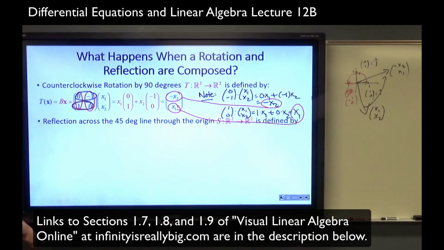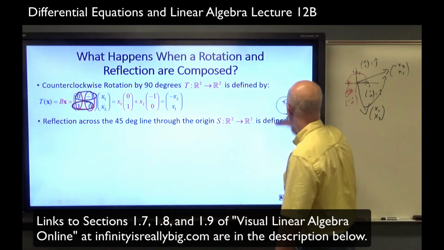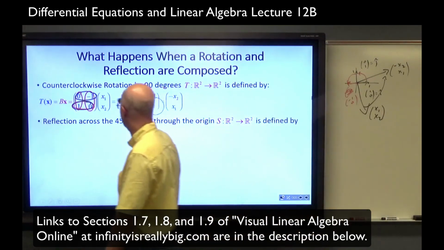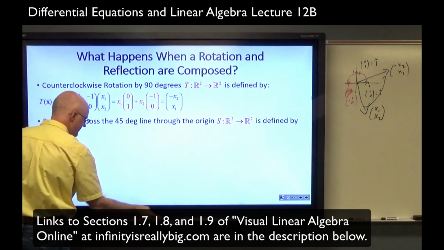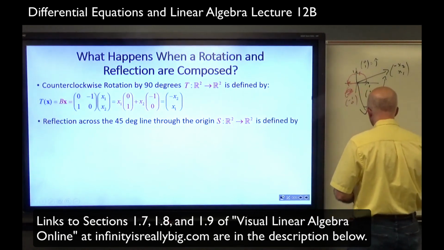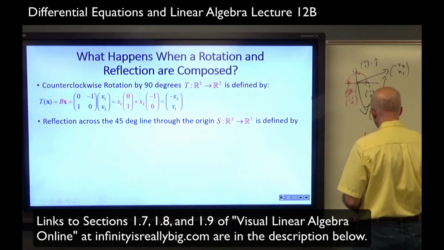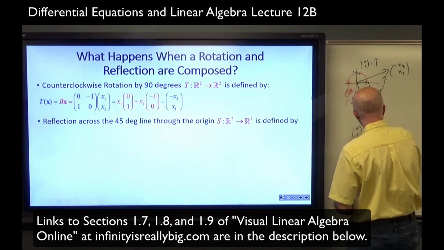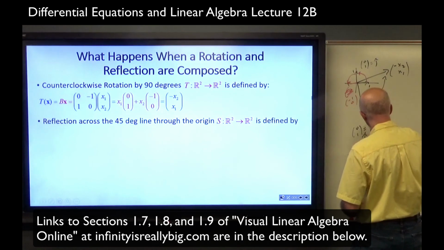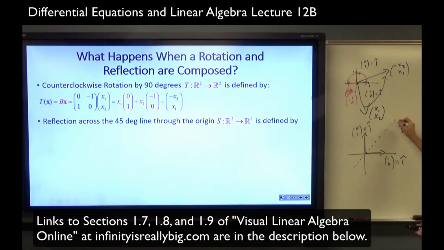Let's also do a reflection of, say, 45 degrees through the origin. A reflection across the 45-degree line through the origin. I'm calling that S. Let's once again think about what happens to the standard unit vectors, also called the standard basis vectors, 1, 0 and 0, 1, i hat and j hat. I'm reflecting across the 45-degree line, assuming the scales on the axes are the same. i hat's going to get mapped to j hat, and j hat's going to get mapped to i hat.